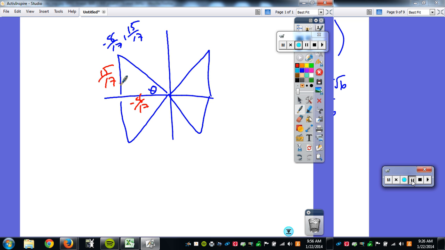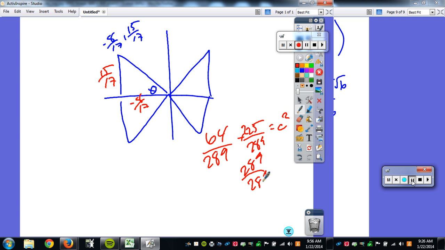Okay, so I go, negative 8/17 squared is 64 over 289. That basically means just squaring top and bottom. Plus 225 over 289. That's 15 squared over 17 squared. Are you okay there? That equals 289 over 289, which is 1, which equals the third side squared over c, which is 1. Okay, so now you've got your whole triangle, right?